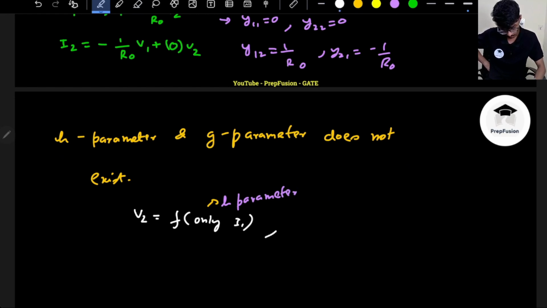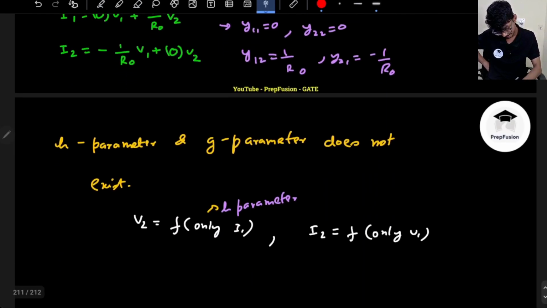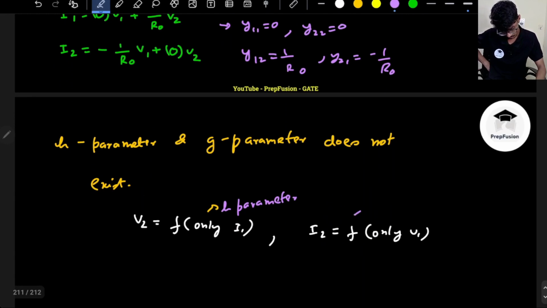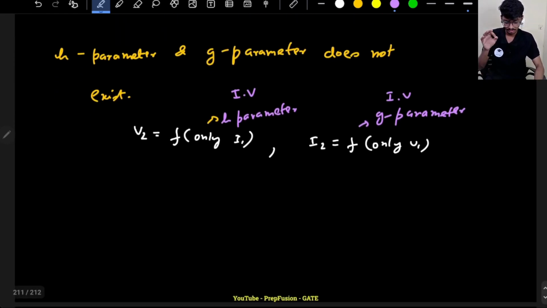And here my I2 is a function of only v1. If you see here, my I2 is a function of only v1, right? So again here, G parameter, right? So that's why this was supposed to be the independent variable in G parameter and H parameter respectively. So of course they are not independent, they are dependent on each other. So of course G parameter and H parameter will not exist.